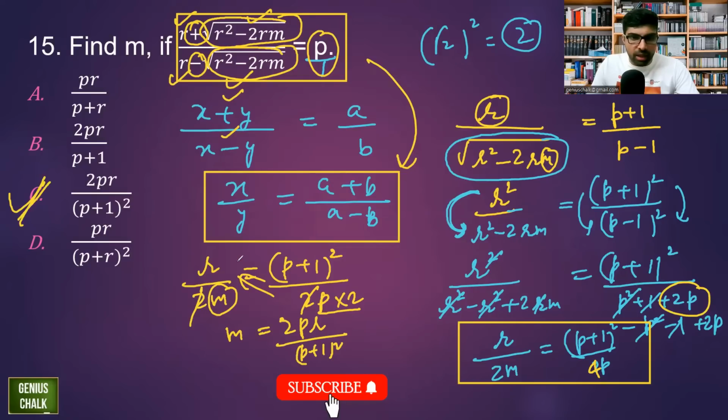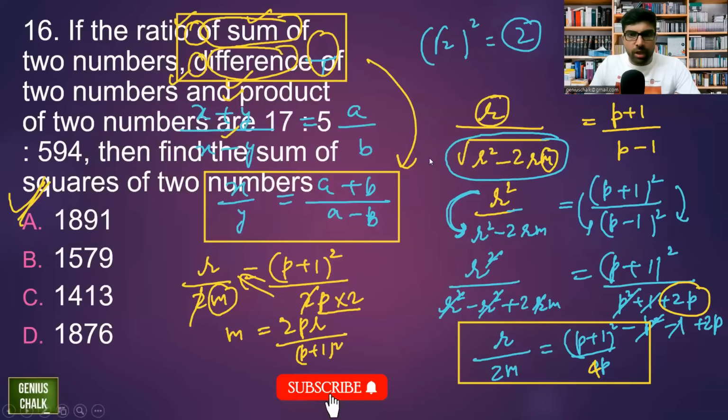Option C is my right answer. So this is the application of componendo dividendo. Now let's come to the next type.